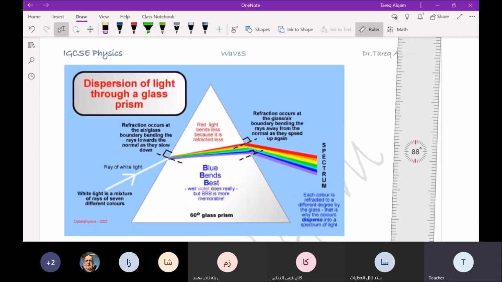Okay. Another application, guys, that we have to know how to do is the refracted ray of multicolors, which is called dispersion of light through a glass prism. All of you, from your previous knowledge, knew that if a ray of white light enters a prism, we will observe what? The spectrum, right? Or the colors.